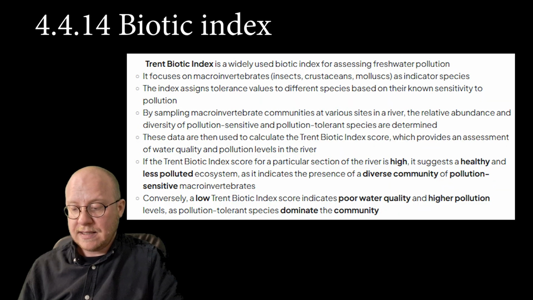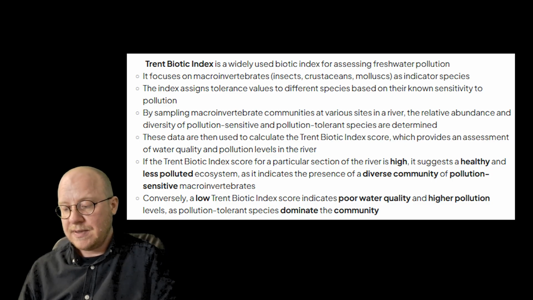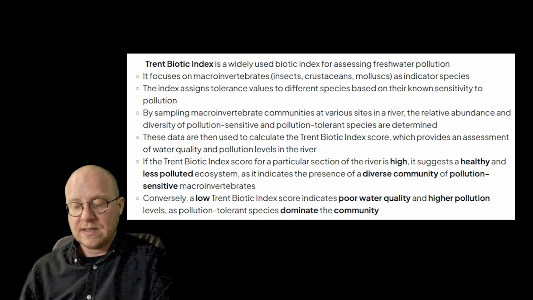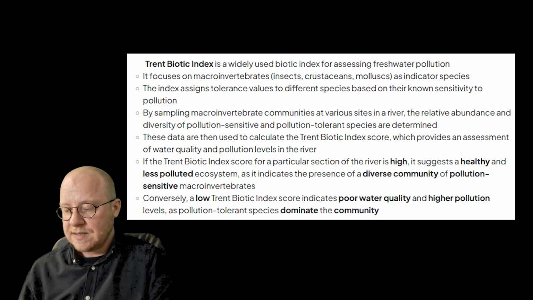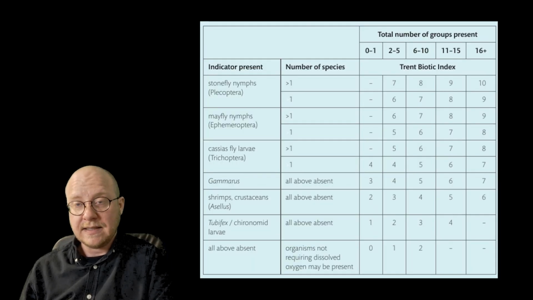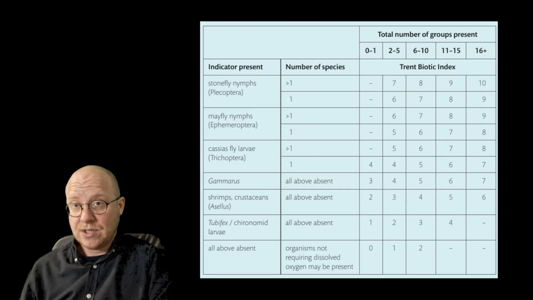4.4.14 Biotic Index. Trent Biotic Index. The Trent Biotic Index is based on the disappearance of indicator species as the level of organic pollution increases in a river. This occurs because the species are unable to tolerate changes in their environment, such as decreases in oxygen levels or light levels. Those species that are best able to tolerate the existing conditions become abundant. That means they proliferate. There are lots of them, which can lead to a change in diversity.